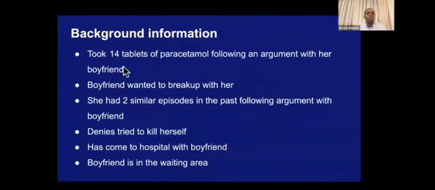Patient information: she took 14 tablets of paracetamol following an argument with her boyfriend. The boyfriend wanted to break up with her. She had two similar episodes of self-harm in the past, following similar incidents where the boyfriend had wanted to break up with her. She denies trying to kill herself. She will tell you everything happened very quickly. It was all just emotional. She did not have any intentions to kill herself. At the moment, the boyfriend is in the waiting area.